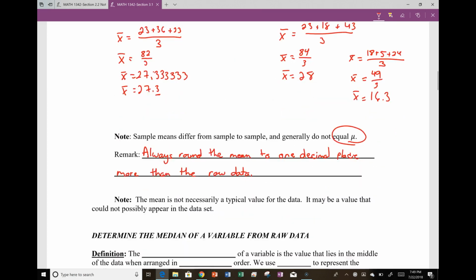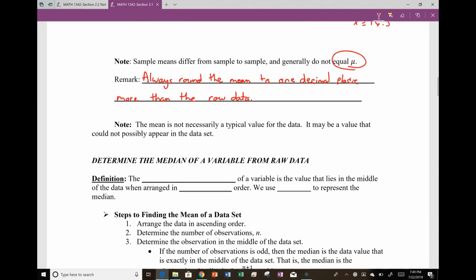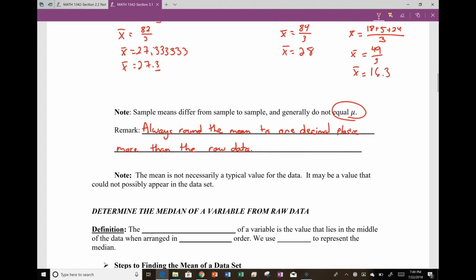The mean is not usually a typical value of the data. It may be a value that could not possibly appear in the data set, such as 17.3. For minute commutes, we were looking at discrete numbers. Well, 17.3 is not necessarily discrete. 16.3 is not necessarily discrete. Our mean, because it is being calculated, is not typically one of our data values itself. And it may be somewhere in between, which is fine because we have taken numbers and divided by something.